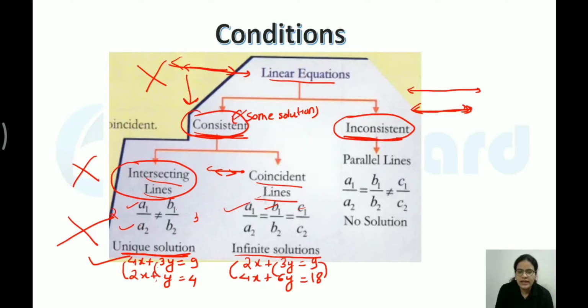Both of the lines are none other than the same, so I will have infinite solutions over here. And what is the meaning of parallel lines? The first two would be the same, but the constant part will not be the same.